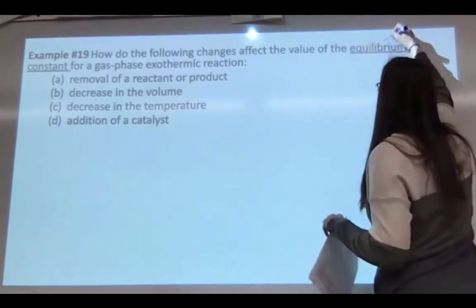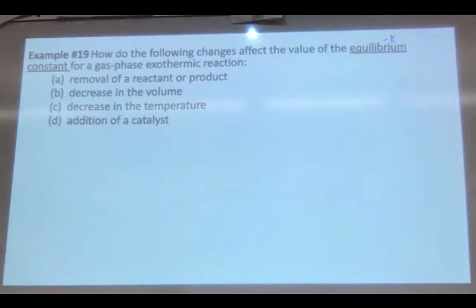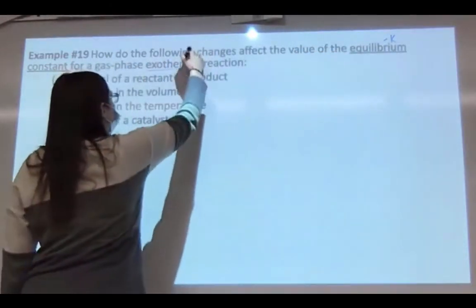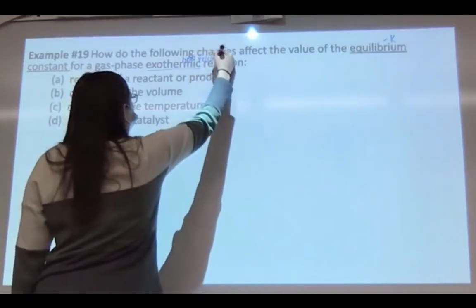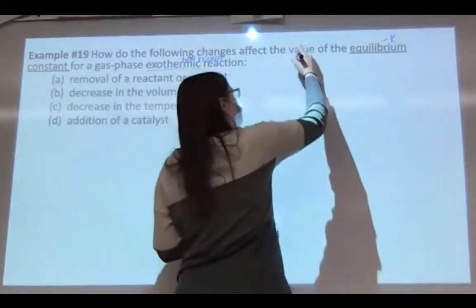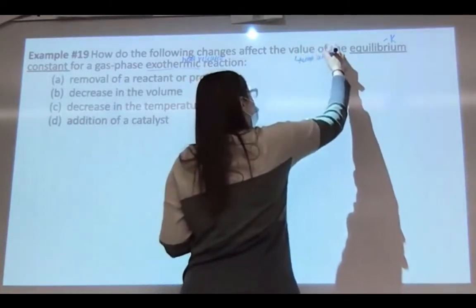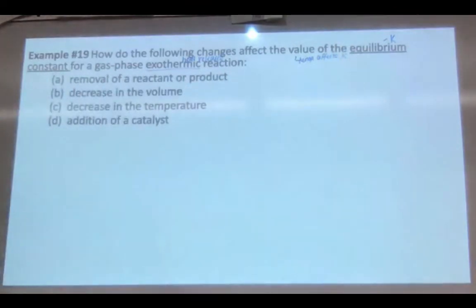We want the equilibrium constant, so I'm just going to write K. Exothermic reaction, so I'm going to say heat is released. And I'm just going to write down information that I know. How do the following changes affect the value of the equilibrium constant? I'm going to write down that I know temperature affects K. So that might help.